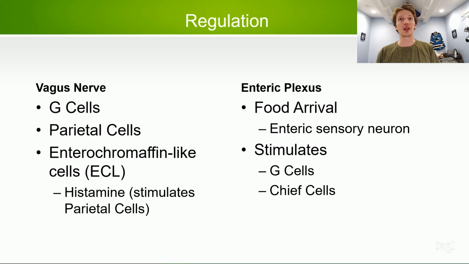The vagus nerve stimulates both G and parietal cells as well as ECL cells. And the enteric plexus is stimulated through the enteric sensory nerve when food arrives in the stomach, and in turn stimulates G cells, both the vagus and enteric plexus do this, as well as chief cells. Together, the vagus and enteric plexus stimulate gastric digestion, which has factories inside the gastric pits.